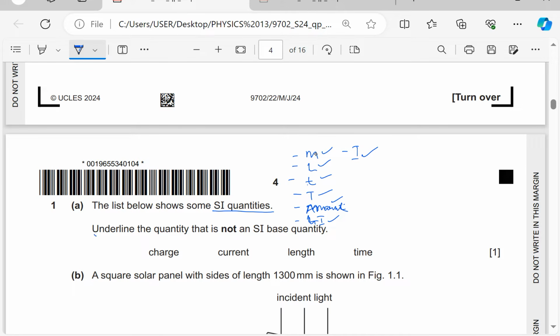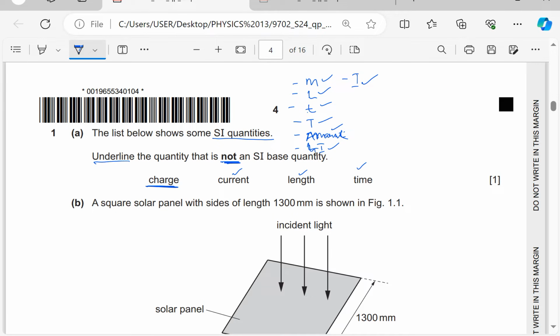So the question is underline the quantity that is not an SI-based quantity. So charge is not an SI-based quantity because we have mentioned the current, we mentioned length, we mentioned time. So the answer is going to be charge.